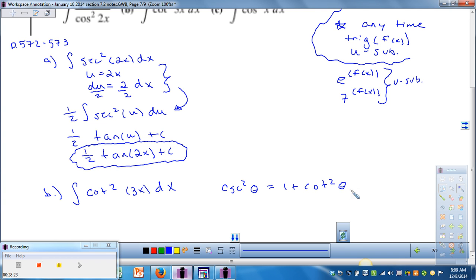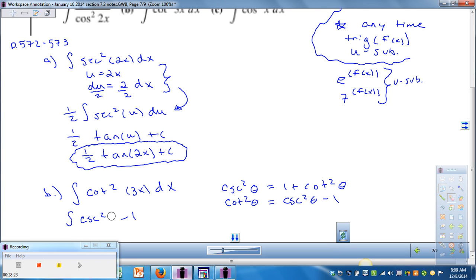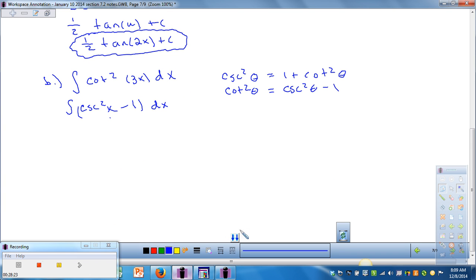Why is that helpful? So what is cotangent squared theta equal to? Good. So cotangent squared theta is equal to cosecant squared theta minus 1. Is that a helpful change? We know the integral of cosecant squared, don't we? Yes. So this becomes the antiderivative of cosecant squared theta minus 1. Oh, it shouldn't be theta, it's x. Dx. All right. Now what?